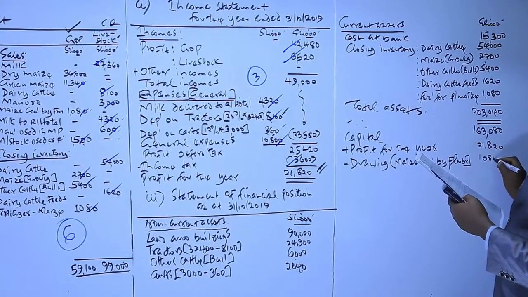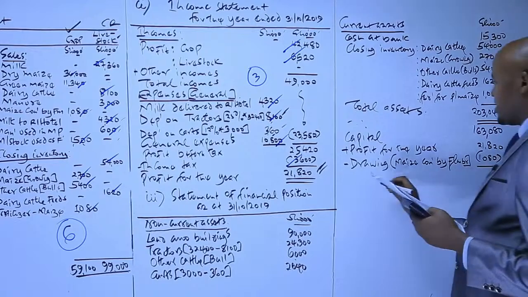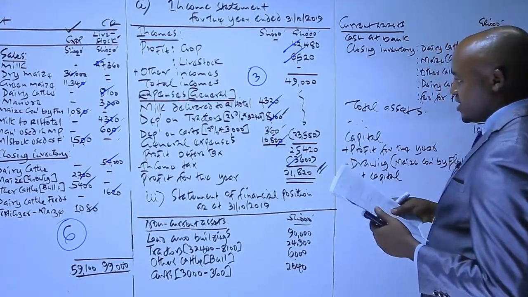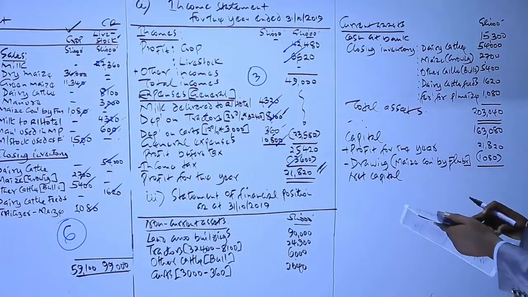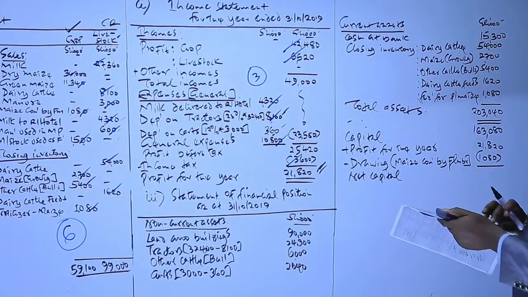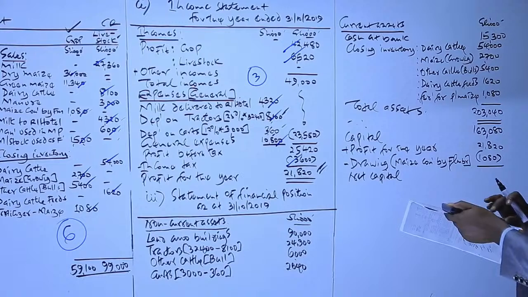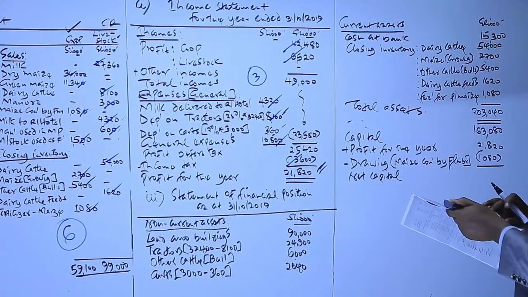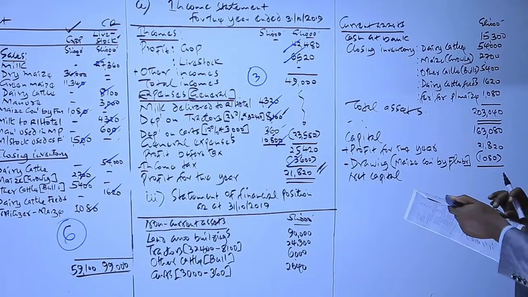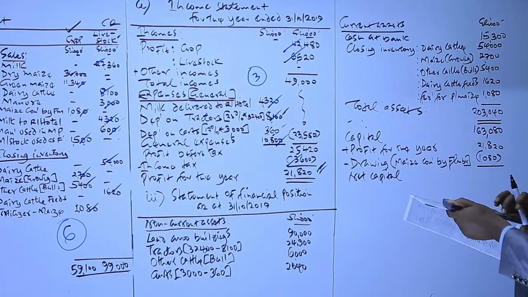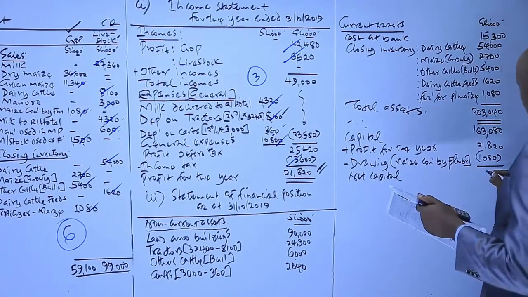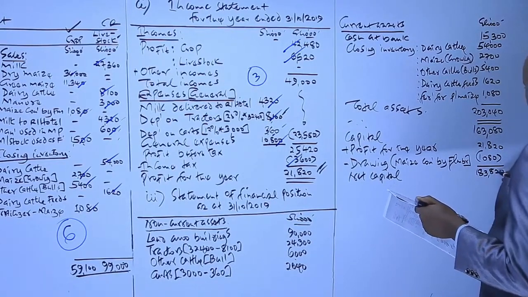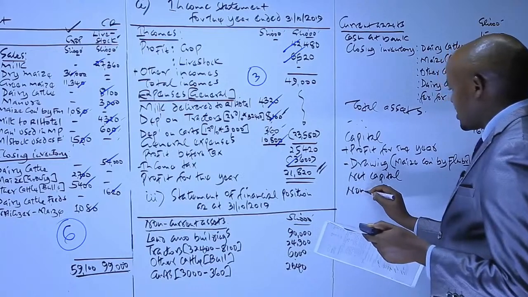So 1080. So then what do we get? We get the net capital at the end of the year. So we have capital which is 163,080 plus 21,820 minus 1080, which will give us 183,820. And then to this we add liabilities.